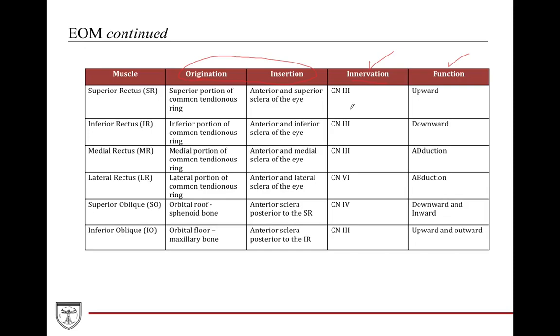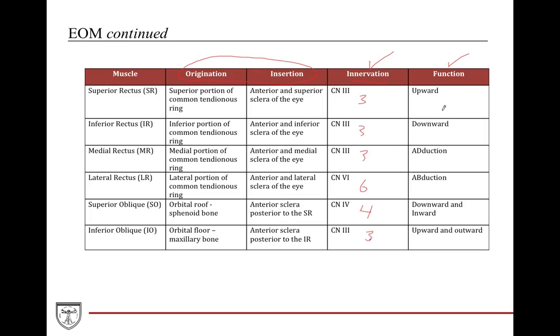People, again, use certain mnemonics. You know what? For me, I just figured it's better off to just learn it and just move with it. So your superior rectus is cranial nerve 3, inferior rectus is 3, your medial rectus is 3, lateral rectus is 6, superior oblique is 4, and then your inferior oblique is cranial nerve 3.